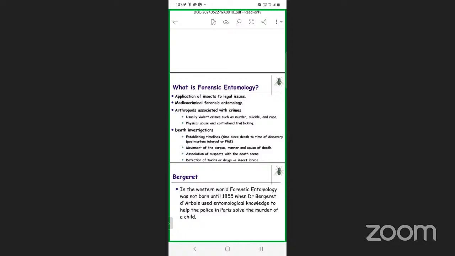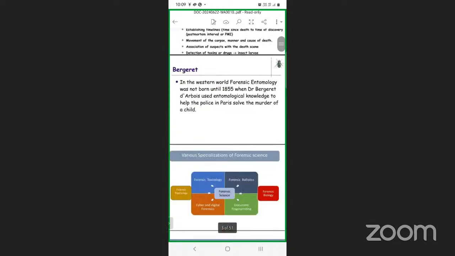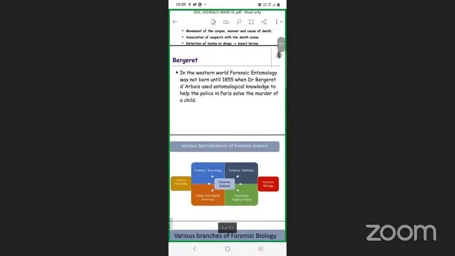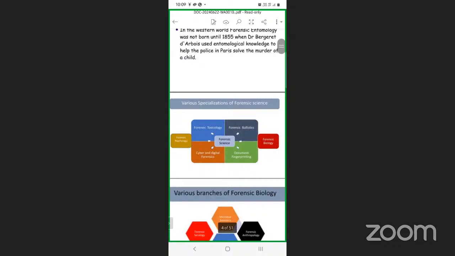Actually, forensic entomology was first introduced by Bergeret in the Western world. In the Western world, forensic entomology was not born until 1855, when Dr. Bergeret used entomological knowledge to help the police in Paris to solve the murder of a child.